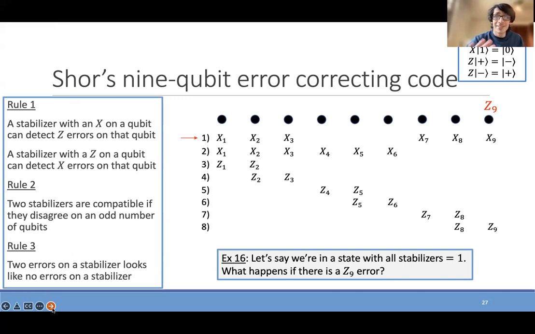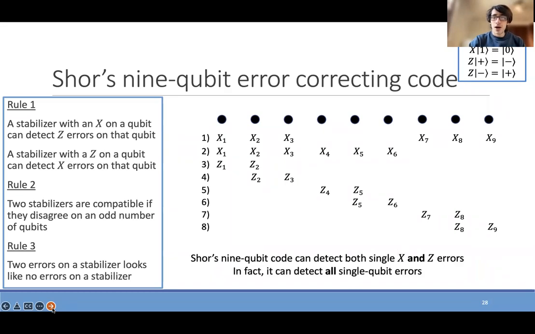The point is that I want you to be convinced of is that we're correcting both Z and X errors. I'm not going to go through all 18 possibilities, but you can go through yourself and convince yourself that this code can correct X1 errors, Z1 errors, X2 errors, Z2 errors, X3 errors, Z3 errors, all the way down the line. So it can detect both single X and single Z errors. And then, as I alluded to before, this means, I'm not going to prove it, it can detect every single qubit error in the world.